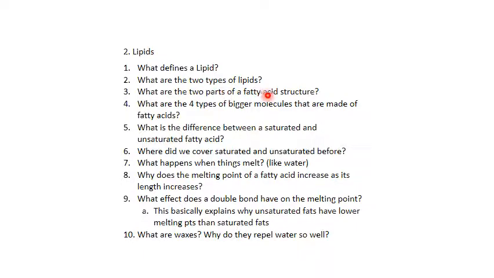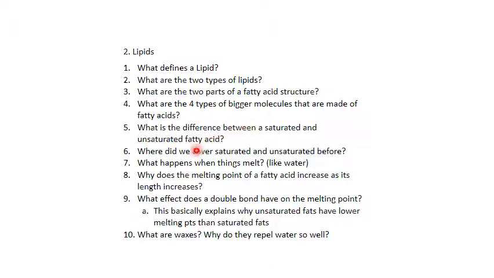Okay, what are two parts of fatty acids? Well, one part is the carboxyl, the COOH. And then the other part is the long carbon chain. It's typically between 10 and 18, 20 carbons. What are the four types of bigger molecules that fatty acids make? Well, one is a wax, right? Another one is the triglyceride, then soaps, and then phospholipids.